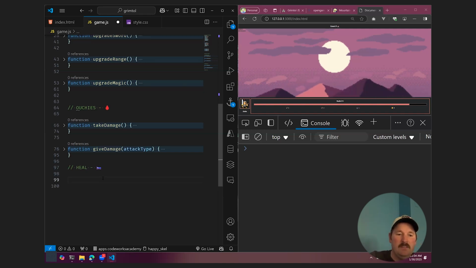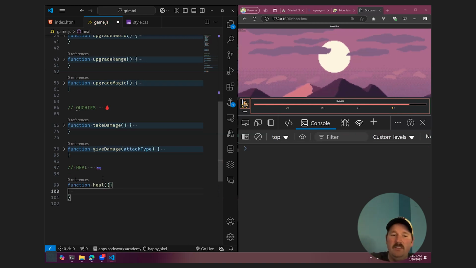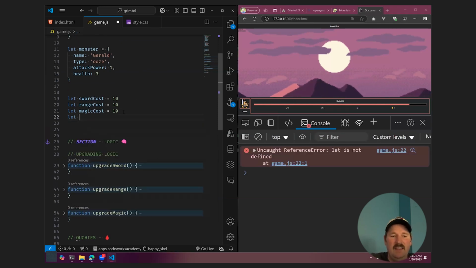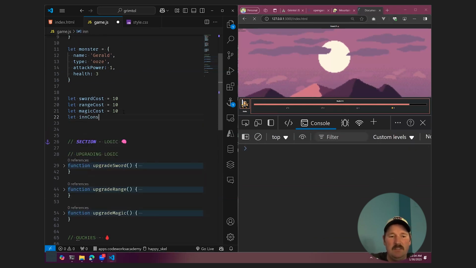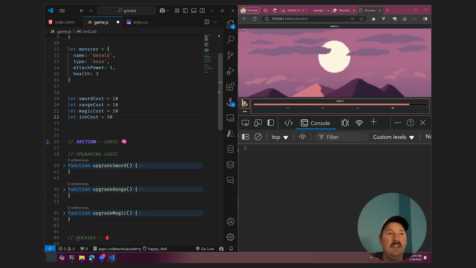Okay? So let's do function. We'll call it heal. All of a sudden, that word looked really weird, right? So we'll heal, and we're going to kind of have the same type of thing. The cost of the inn, right? Let innCost equal like 50 gold. It's just going to be a flat 50. Doesn't really go up. Just 50 gold in order to heal. Maybe it needs to be like 75. It should be pretty expensive to heal, I think.